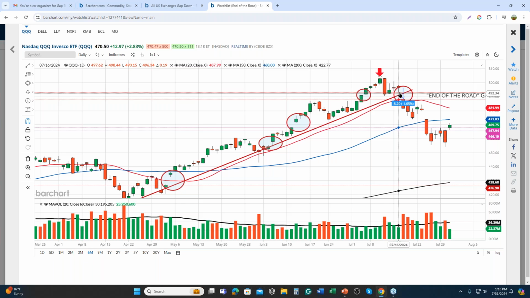But then what we did is we gapped below it, and that would tell us that this is probably an exhaustion gap. Now, in this case, Edwards and Magee would tell you this is called an island reversal, but it does not always have to be an island reversal, okay?